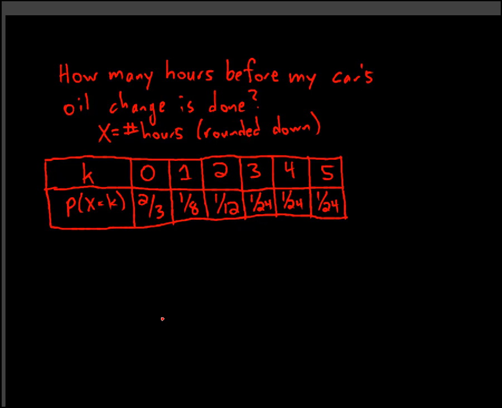Okay, in this video we're going to continue an example that I started earlier in which I created a finite discrete random variable that modeled the number of hours, rounded down, before my car's oil change would be done. And what we're going to do is compute the expectation.